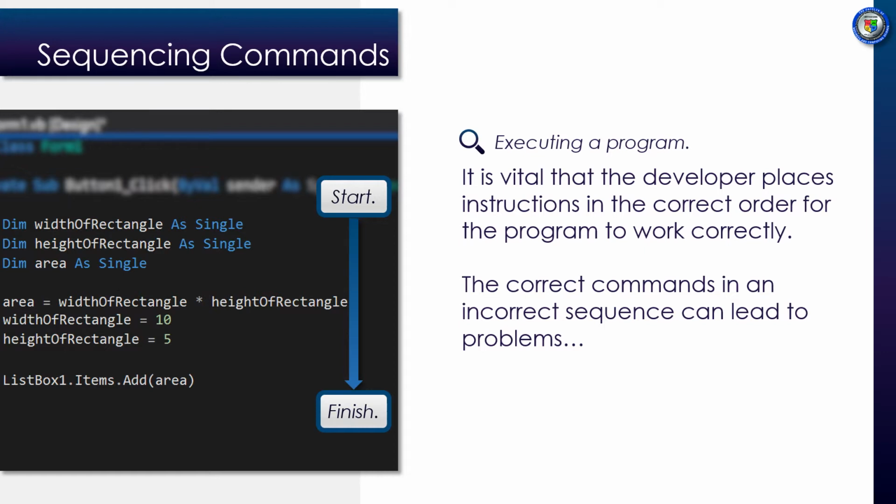In this example, we are now trying to calculate the area before we actually take in the values of the width of the rectangle and the height of the rectangle. This will result in our list box displaying the value of area. In this case, the value of area will be 0.